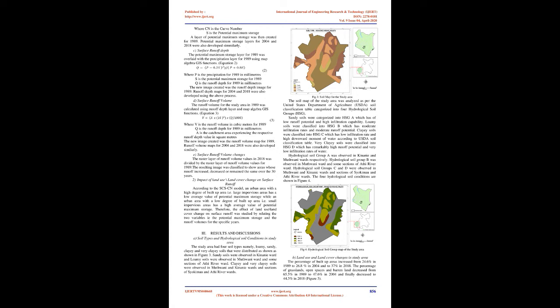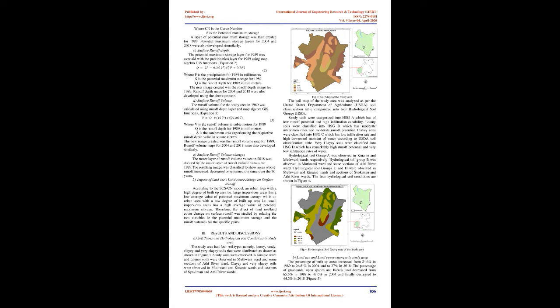B. Potential maximum storage. The potential maximum storage, S, was computed for each pixel using map algebra GIS functions with Equation 1, where CN is the curve number and S is the potential maximum storage. A layer of potential maximum storage was then created for 1989. Potential maximum storage layers for 2004 and 2018 were also developed similarly.